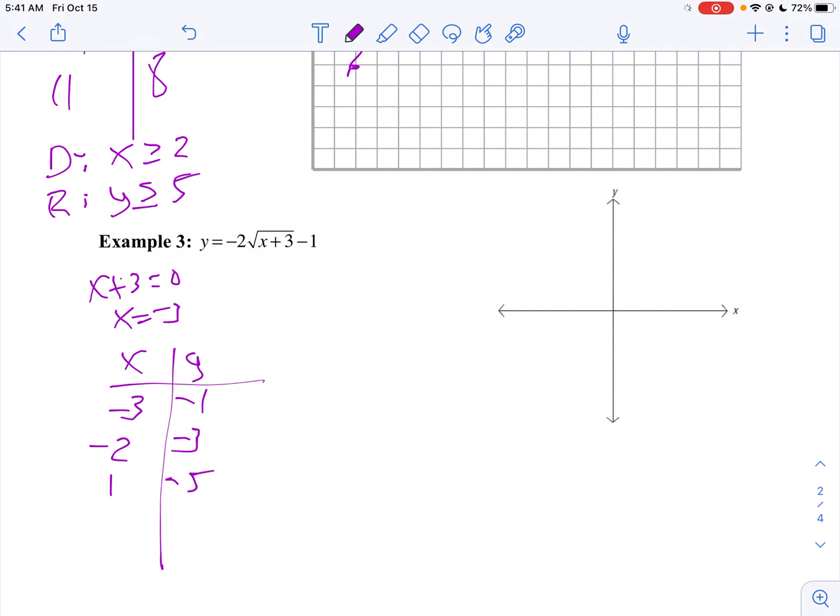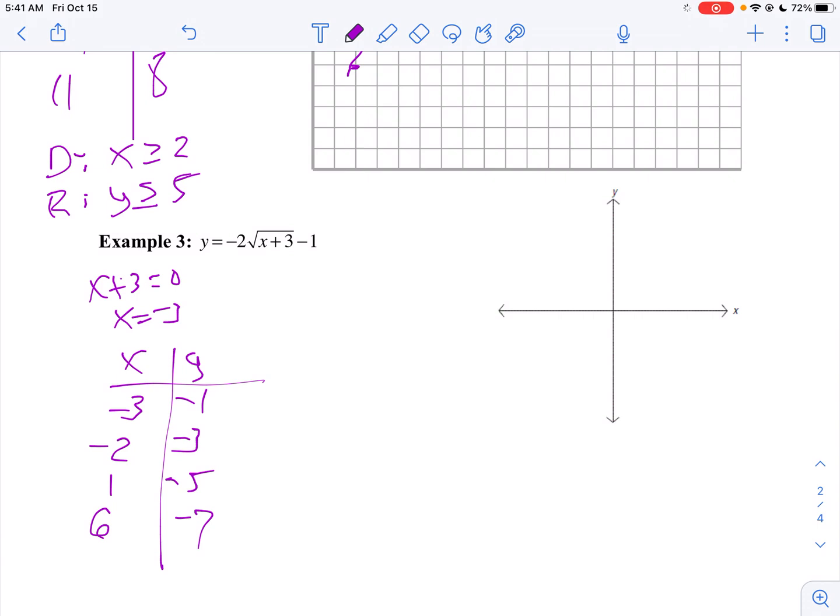Okay, what x would make the inside 9? Well, that would be an x value of 6. So 6 plus 3 is 9. The square root of 9 is 3. Times negative 2 is negative 6, minus 1 is negative 7. That should be enough points for us to graph.